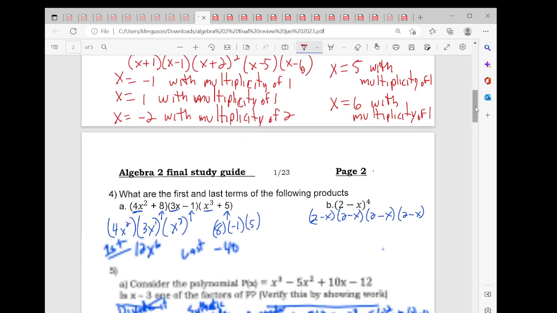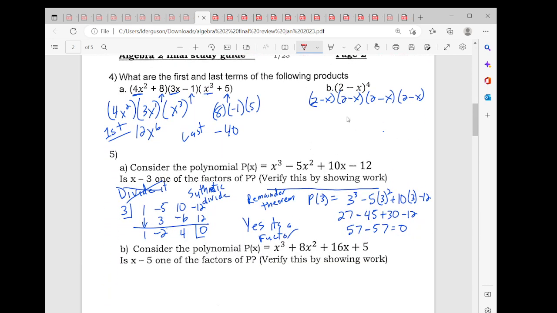Okay. And then we already kind of did this, but might as well finish it. So I got 2 minus x to the fourth power. I write it all out in extended form, and then I multiply what I got. 2 times 2 times 2 times 2, that's 16. And then negative x times negative x times negative x times negative x, that is x to the fourth power. It's positive x to the fourth power because all the negatives cancel each other out because there's an even number of negatives. So first term is x to the fourth. Last term is 16.